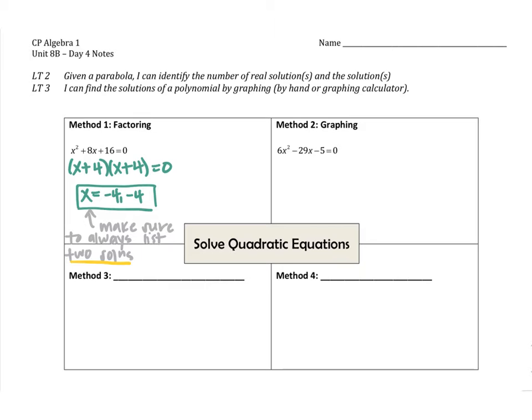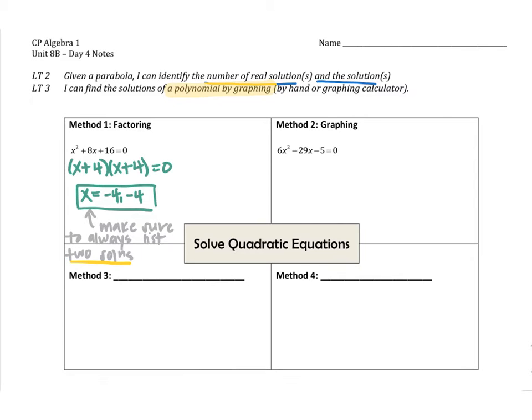So our learning target says: given a parabola, I can identify the number of real solutions and the solutions, and I can find the solutions of a polynomial by graphing. As you should see, that is new for us today. We have the same graphic organizer at the front. Method 1 is factoring.